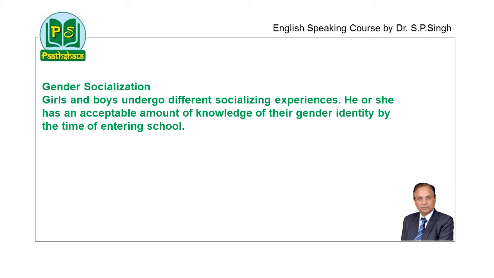Girls and boys undergo different socializing experiences. He or she has an acceptable amount of knowledge of their gender identity by the time of entering school. Parents, siblings, and media provide a greater amount of gender identity. Gender identity is also known as gender roles, meaning that certain attitudes, values, and behavior are associated with gender bias. Men should be sturdy and tough, while girls need to be tender.